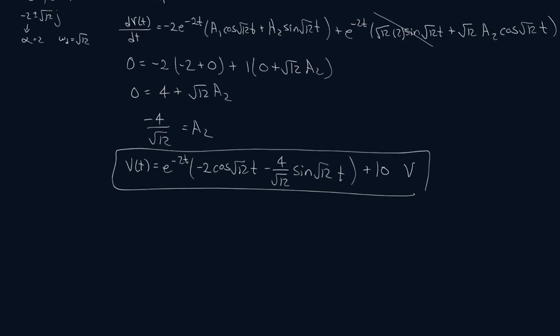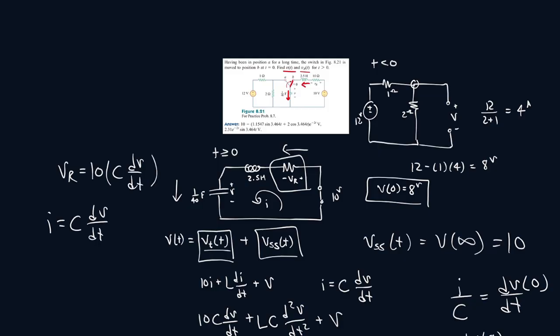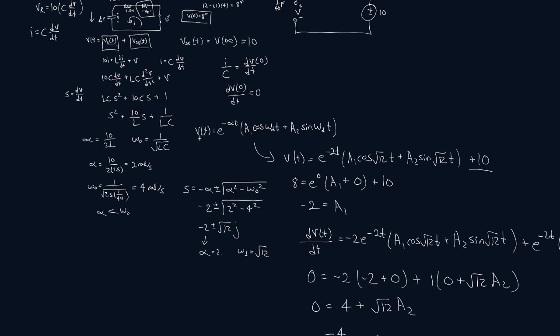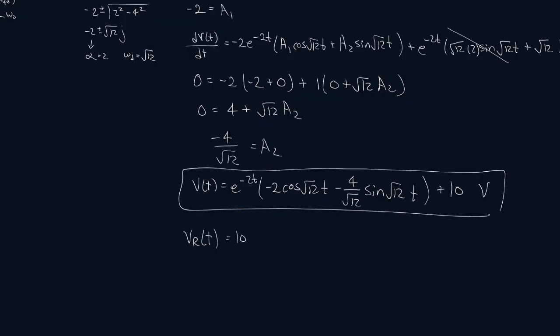Okay, so now we have to find VR of t. For VR, which is this, VR is going to be equal to the resistance times the current passing through it. The current passing through here is the same thing as the current passing through the capacitor. So I is equal to the capacitance times the change of voltage over the change in time. So I'll just plug that into here. Now that's going to be how you find your VR. It's equal to 10 times the capacitance, which was 1 over 40, times the derivative of all of this.